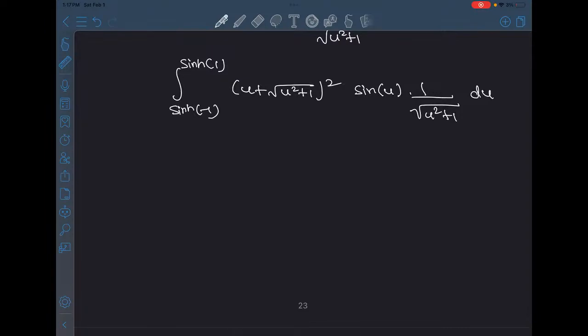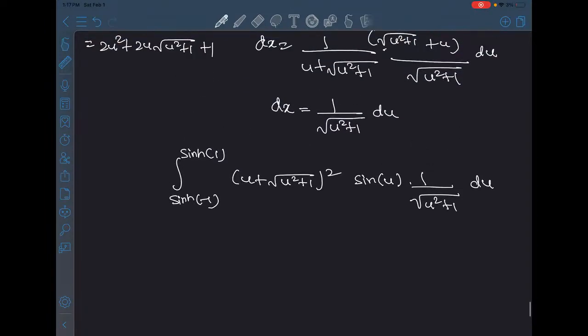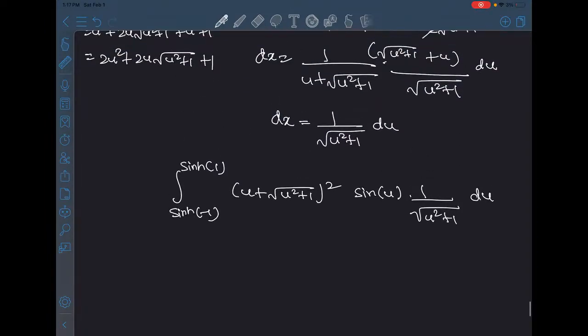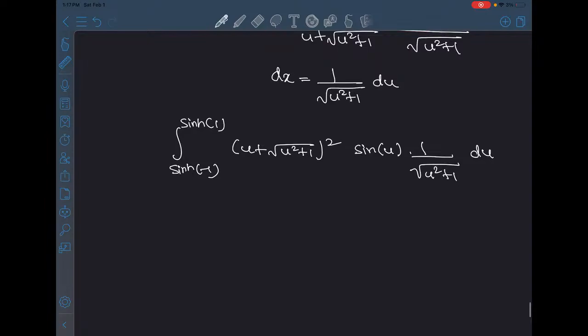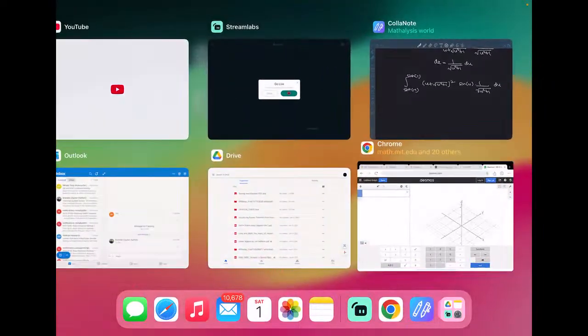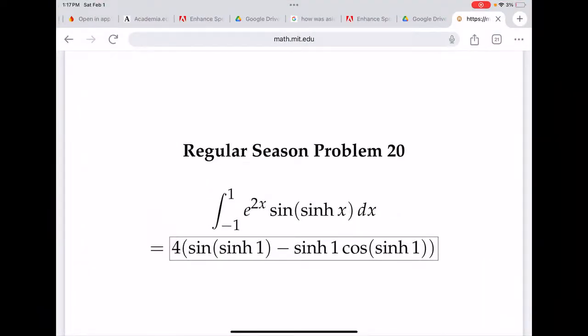Now what? This is no way gonna simplify now. Now we have the sine of u. What was the answer? Sine of sinh 1, cos of sinh 1.